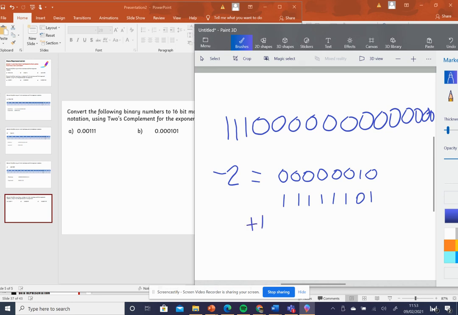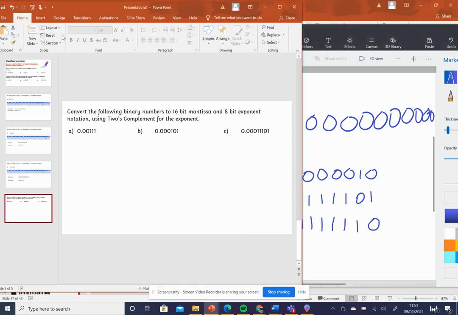So we need to add 1 onto this side. 1 plus 1 gives me a 0, carry a 1. 1 plus 0 gives me the 1. And then the rest of these are just all 1s as well. So our exponent in this case is 1, 1, 1, 1, 1, 1, 1, 0, and my mantissa is the 1, 1, 1 with all those zeros after it. If I was to write down a solution for that one, it would be, put it in here.